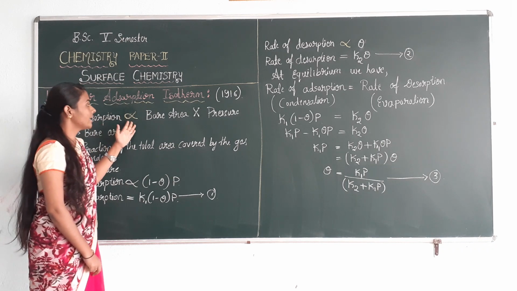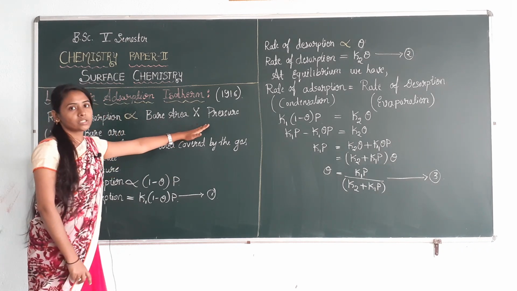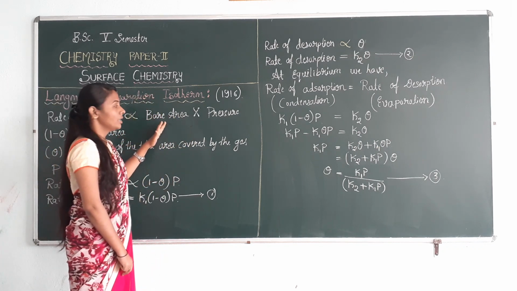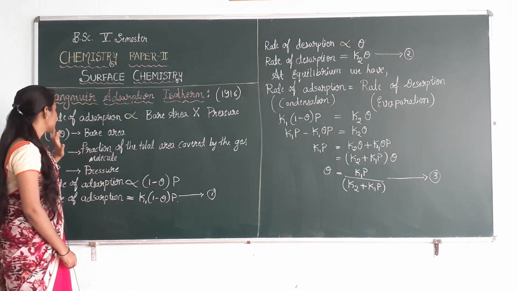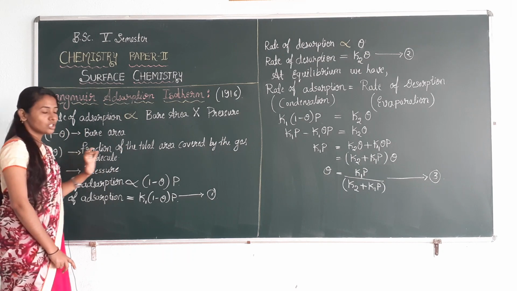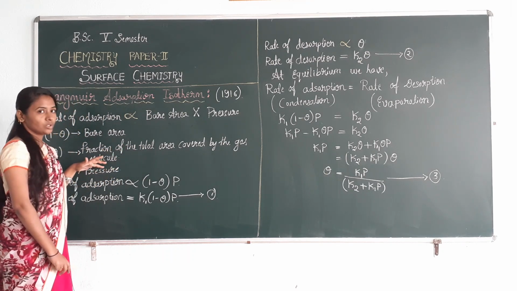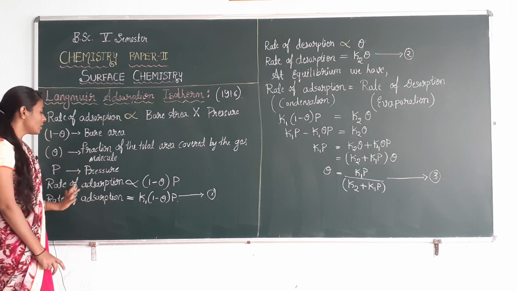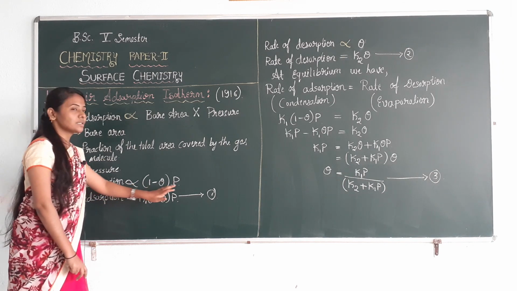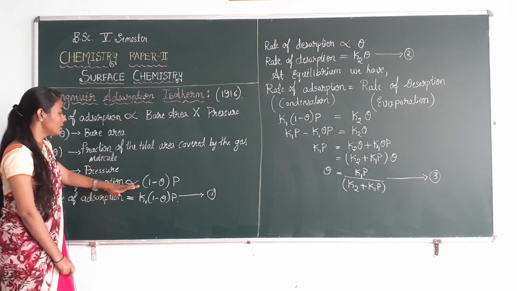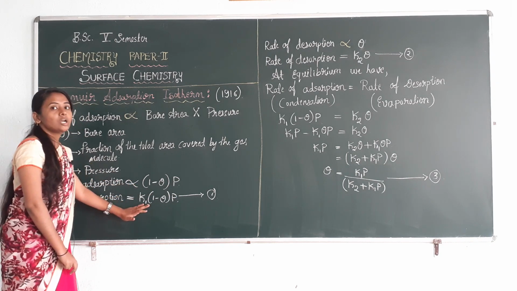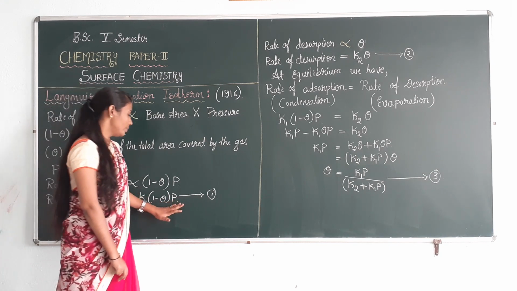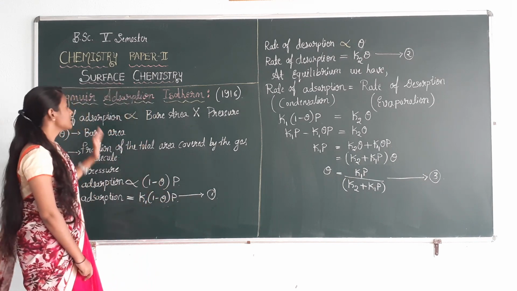Rate of adsorption is directly proportional to the bare area times the pressure. Bare area is the unavailable surface, where molecules are not present. It is 1 minus theta, where theta is the fraction of the surface area covered by the gas molecules, and P is the pressure. So the rate of adsorption is proportional to 1 minus theta into P. For this proportionality we take K1, the proportionality constant. So rate of adsorption equals K1 into 1 minus theta into P. This is the first equation for this derivation.